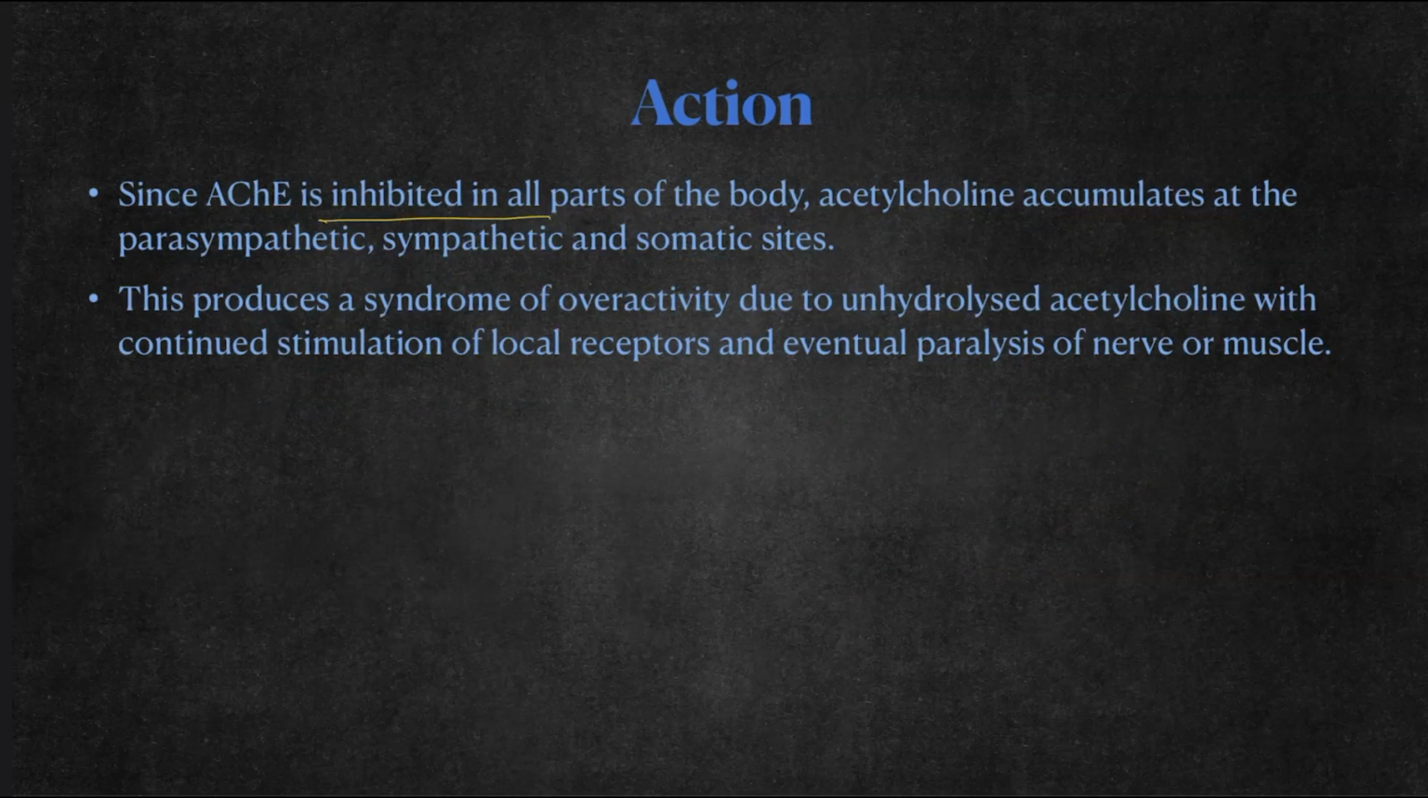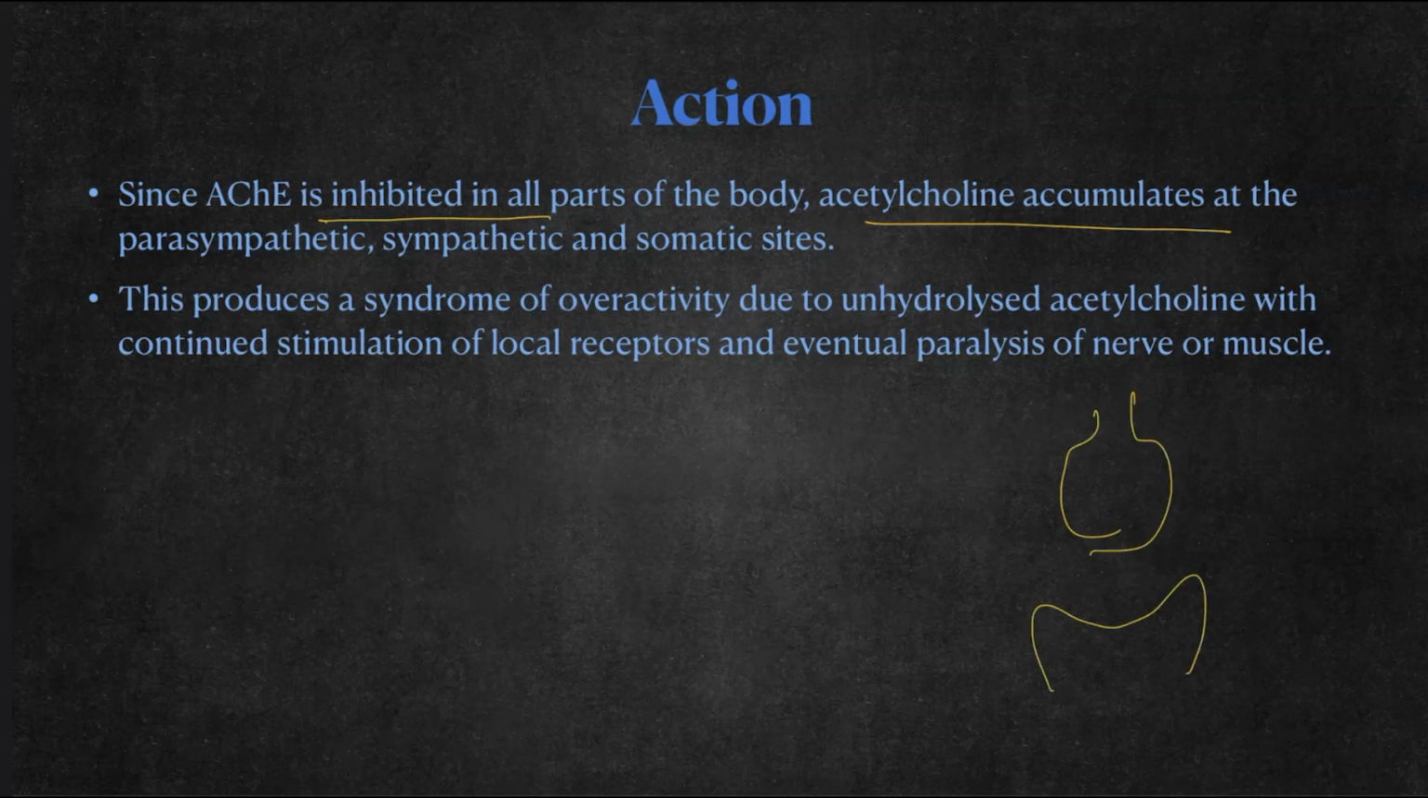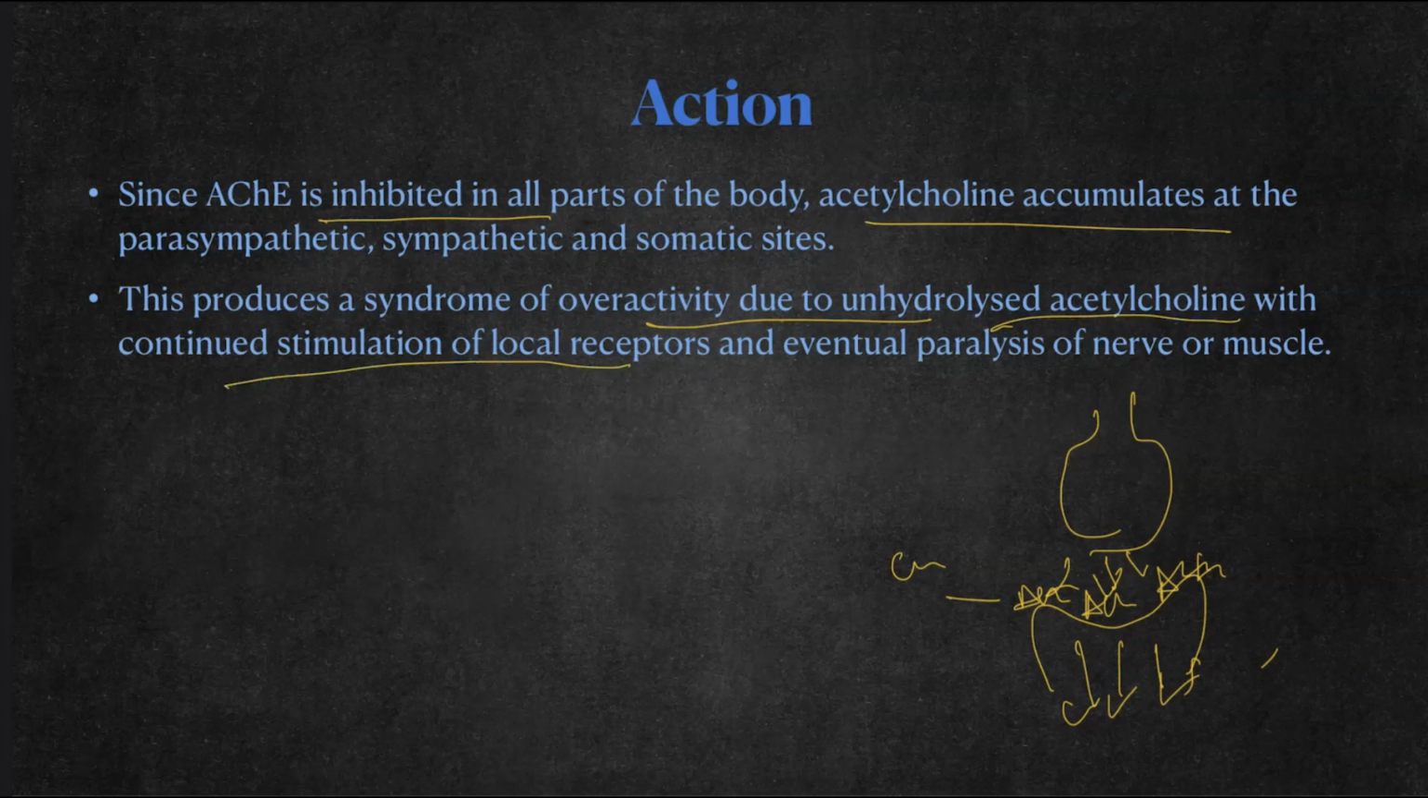Since acetylcholinesterase is inhibited in all parts of the body, acetylcholine accumulates in the parasympathetic, sympathetic, and somatic sides. The acetylcholine liberated from the neuron end accumulates in the nerve ends and continuously stimulates. There is no cholinesterase enzyme to prevent the hydrolysis of ACH, so there is continuous stimulation, and if it acts on muscles, they continuously contract. This produces a syndrome of overactivity due to unhydrolyzed acetylcholine with continuous stimulation of local receptors, and eventually paralysis of nerves and muscles. First it causes stimulation, later on paralysis of the muscle.